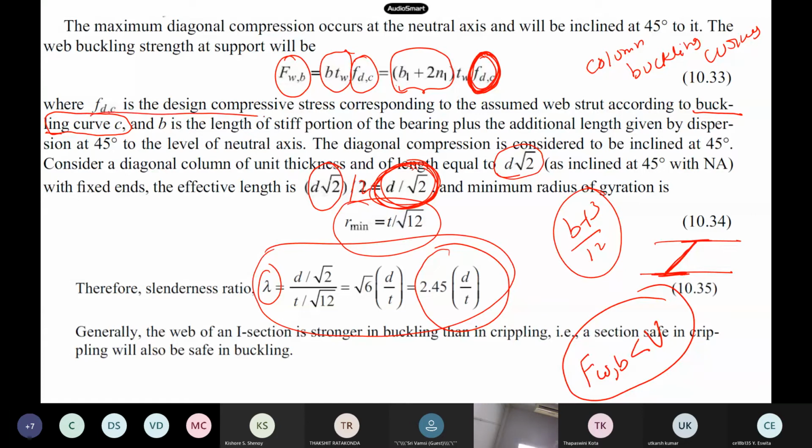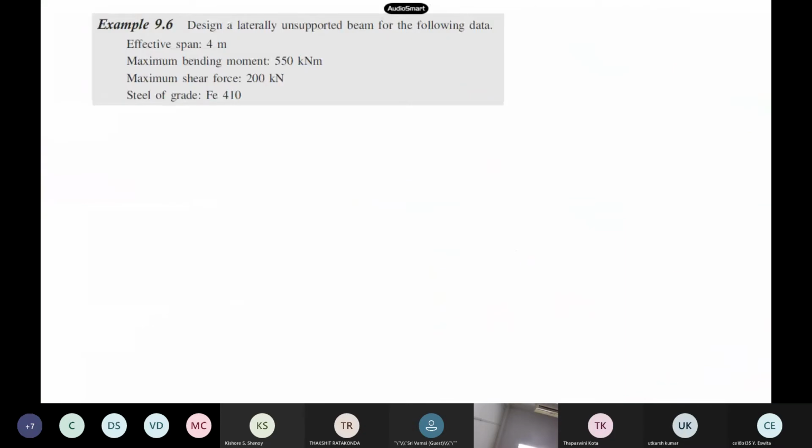So this is the design compressive strength corresponding to the assumed web according to the buckling curve. Now which curve do you have to see? Now which buckling curve do we have to use? Buckling curve C has to be used. So web is also like a column. So you find out the slenderness ratio, and you go to your compression curve tables basically.